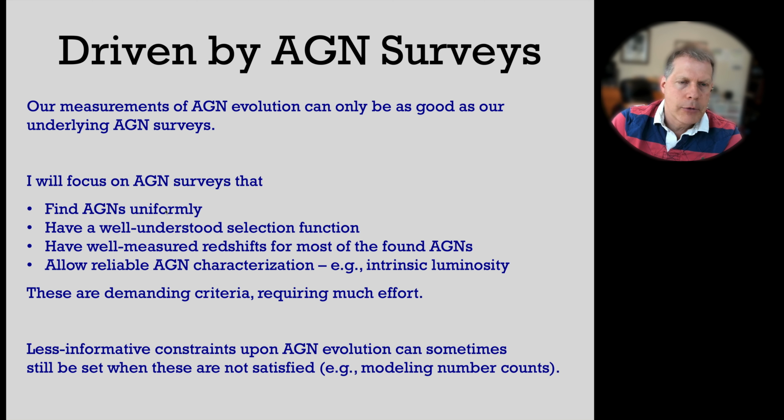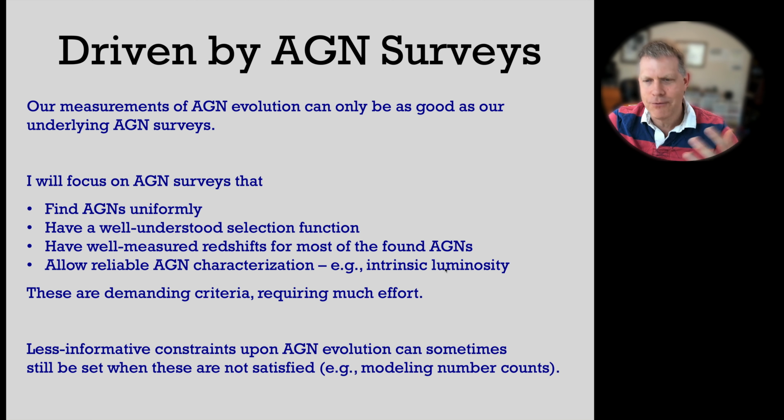And then also, I'm going to be focusing on surveys that allow reliable AGN characterization. Things like characterization of the intrinsic luminosity of AGNs. Now, you might be tempted to say, well, isn't that a simple thing? Don't you just measure the flux and then multiply by 4 pi times the luminosity distance squared? Well, it's unfortunately not as simple as that.